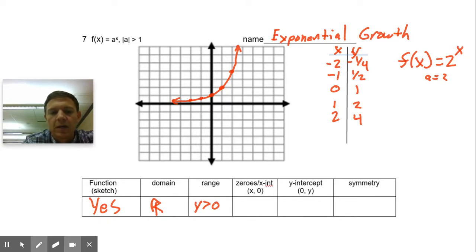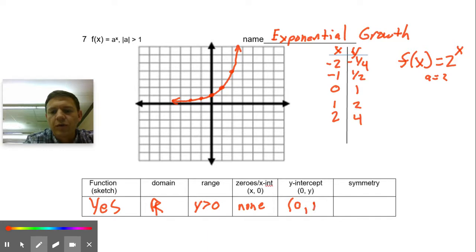Okay. What are the zeros? Well, this never touches the x-axis. Okay, so there are none. No x-intercepts. This does touch the y-axis. This is where this is interesting. It touches the y-axis at the point 0, 1.